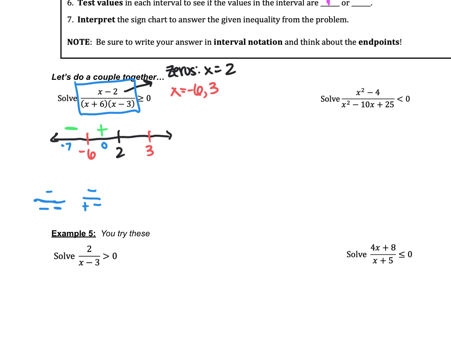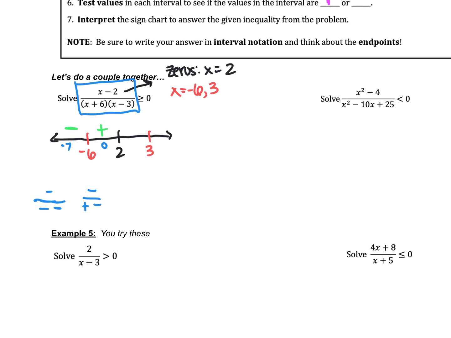Now, do not assume that these always alternate. Okay? You have to check them. All right? Nine times out of ten, they're going to alternate. But there's going to be that one time that it doesn't, and you'll miss it. Okay? What's the number between 2 and 3?